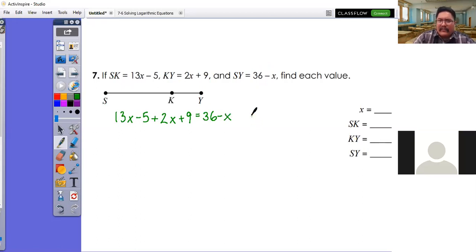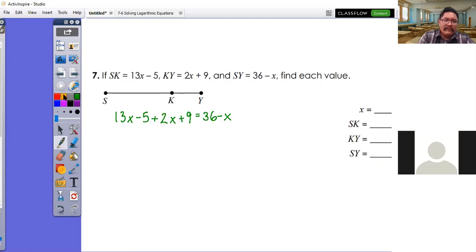Now for this one here, for all the questions, it's asking us to find each of these lengths. So we have to find out what x is. We're going to have to find out SK, the long segment, KY, which is the shorter segment, and SY, which is the entire segment, the entire length of the whole figure.